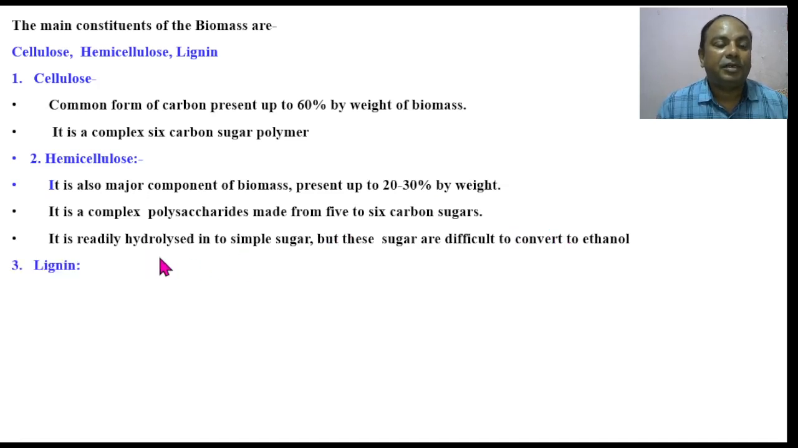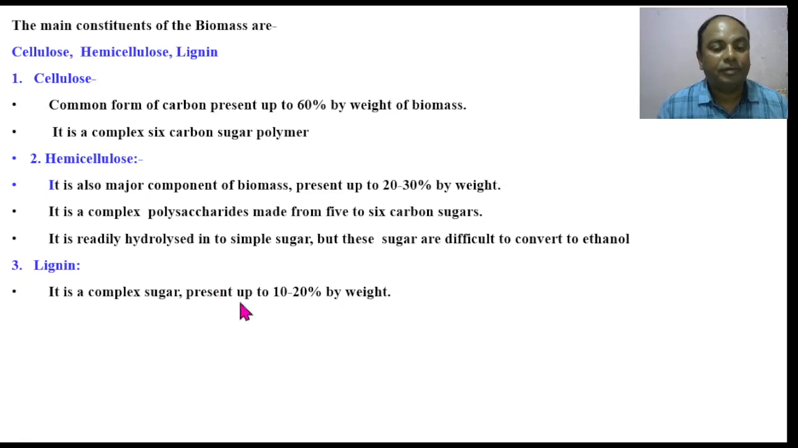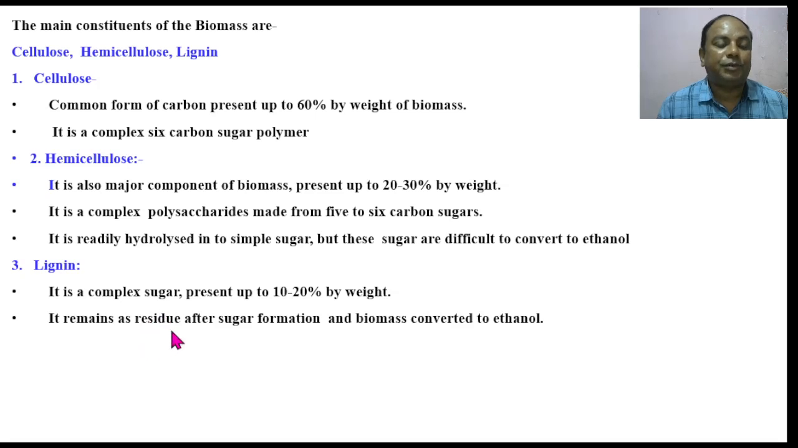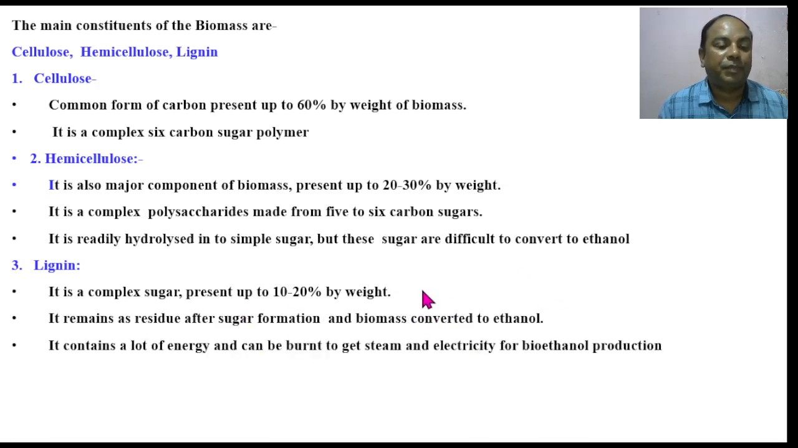Lignin is the third component of the biomass. It is also a form of carbon, and it is a polysaccharide. It makes up 10 to 20% by weight. It remains as a residue after sugar formation, as well as after the biomass gets converted to ethanol.